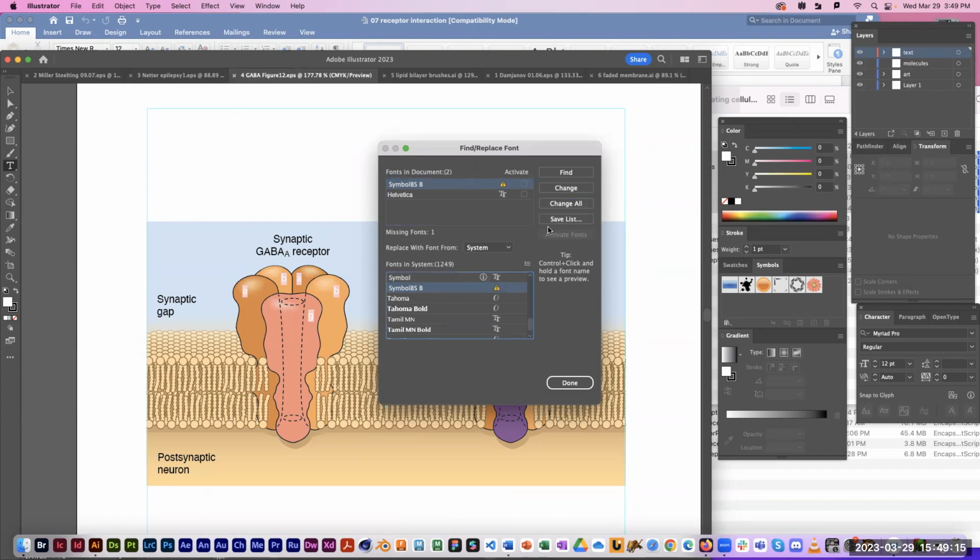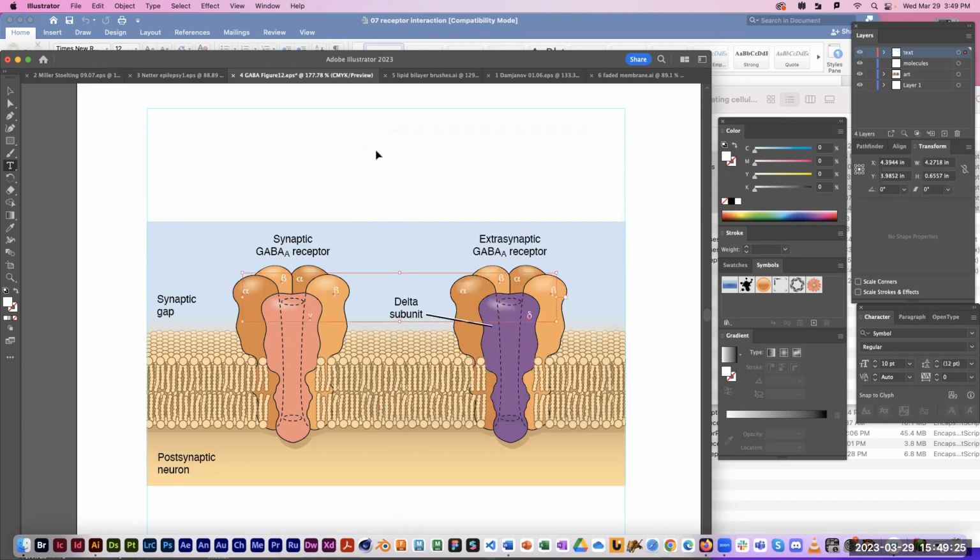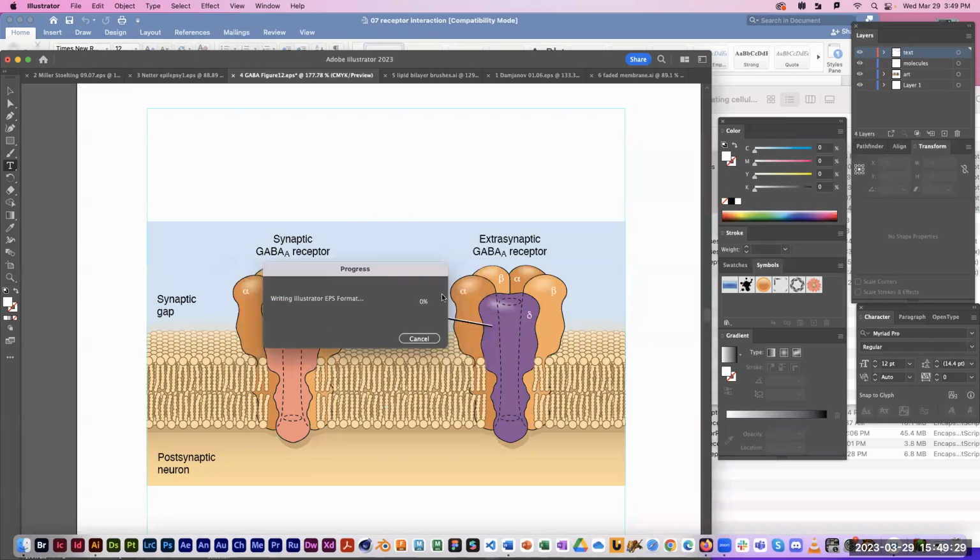Okay. Why are you not changing the font? Oh, that's why, because I clicked the wrong thing. There we go. Yeah, I know.